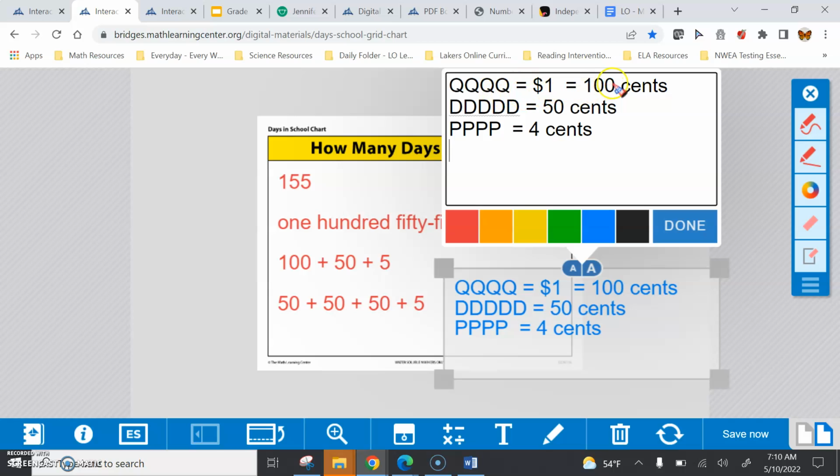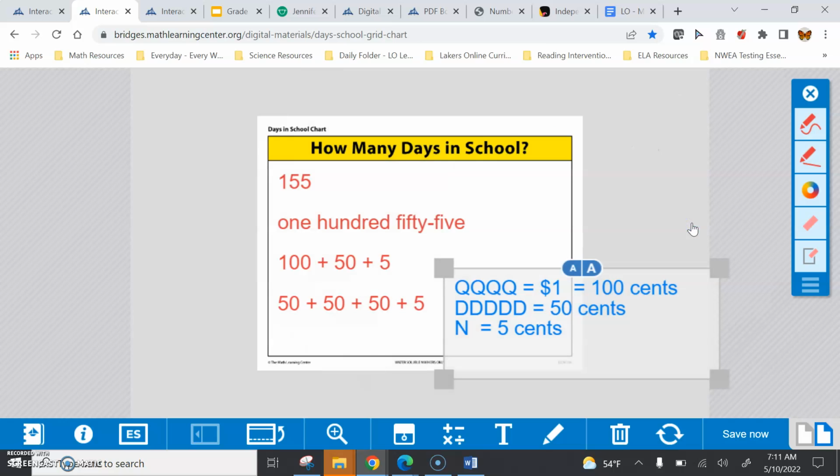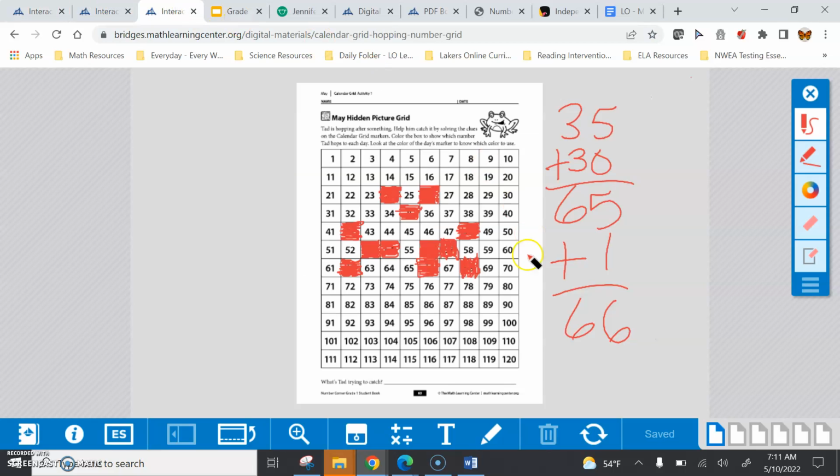And then we have our 100 cents or $1, our 50 cents, and then we are going to change this now because it would be 5 cents, so we can make it a nickel. So altogether we have 4 quarters, 5 dimes, and 1 nickel, which all equal 155 cents, or $1.55.